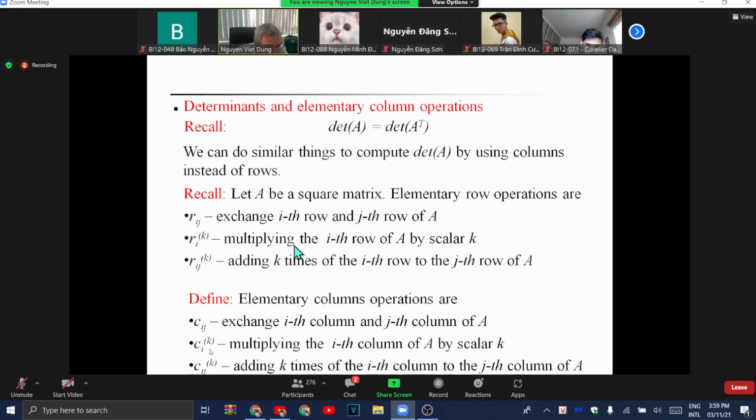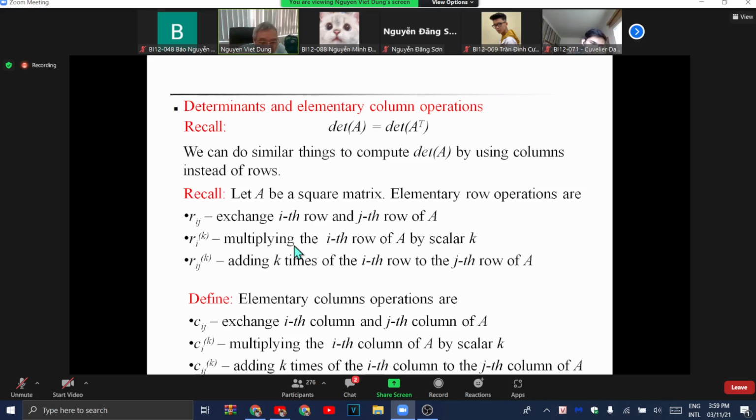And Cik means we multiply the i's column of matrix A by a number k. And the last one, Cij to the power k, means we add k times the i's column to the j's column of the matrix A. So we have 3 kinds of column operation, quite similar to the 3 kinds of row operation. And we call these the elementary row operations or elementary column operations.